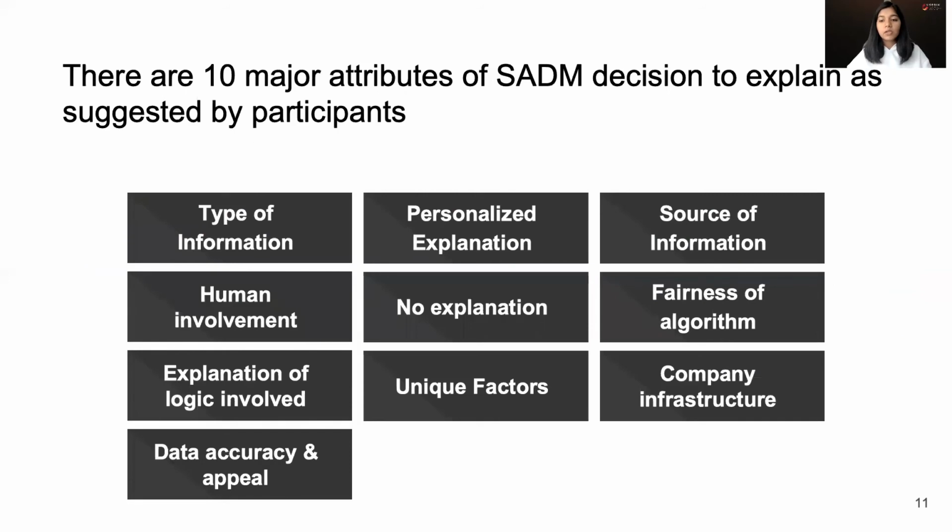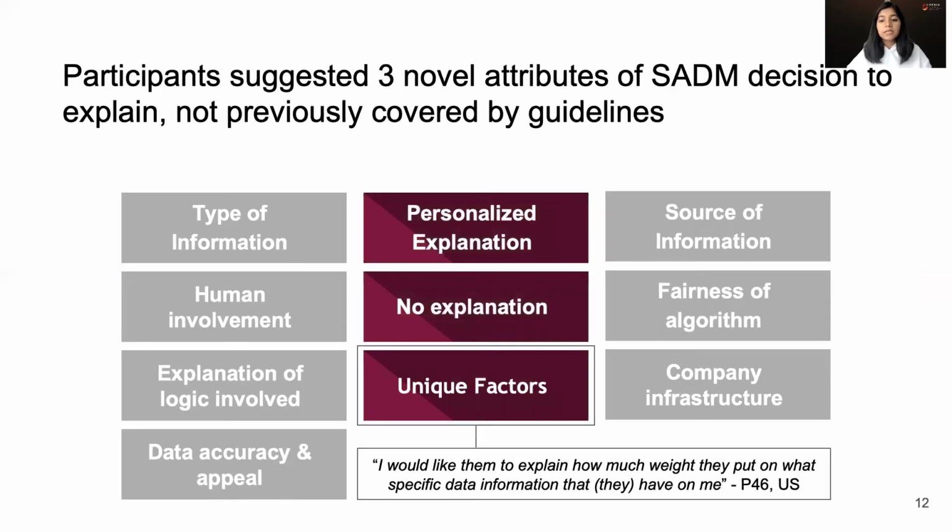Our respondents also shared their expectations of the attributes of SADM decision that they desired to be included in the explanation. The results covered 10 major themes, some of which are also suggested by the policymakers in their guidelines. However, participants shared 3 novel attributes which were not previously covered by the guidelines.